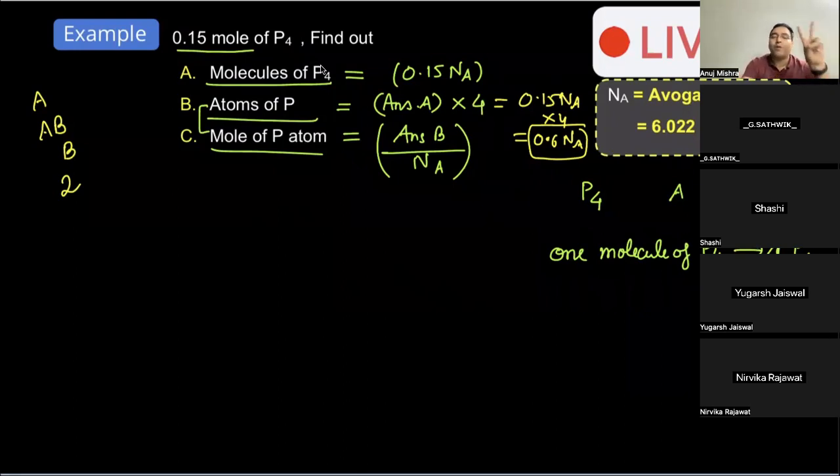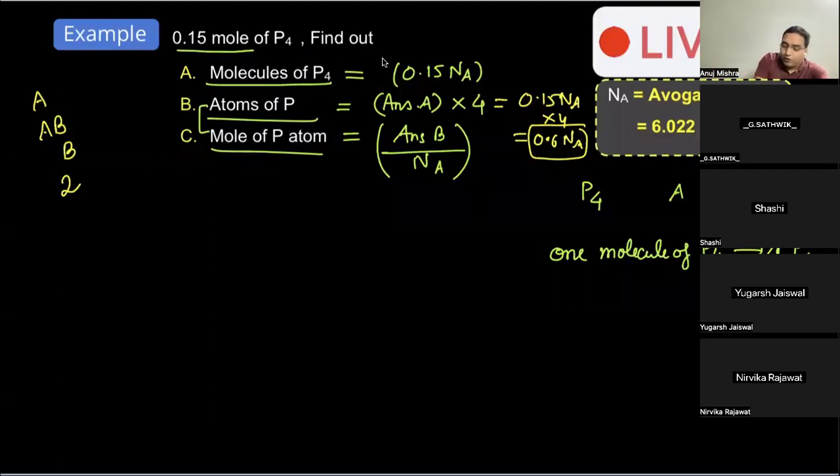If I give you 2 P4 units, how many P will you get? 2 P4s, 2 units of P4. How many P? Type in the chat box. 1 P4 has 4 Ps. 2 P4, how many Ps? 8 P. Yes. Very good. All of you understand this?